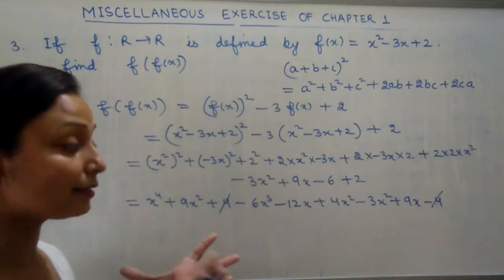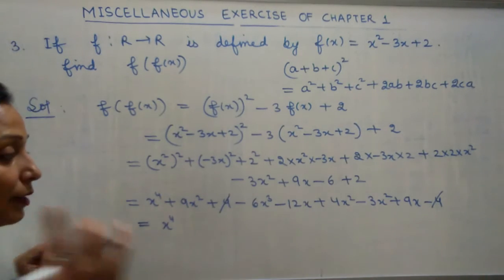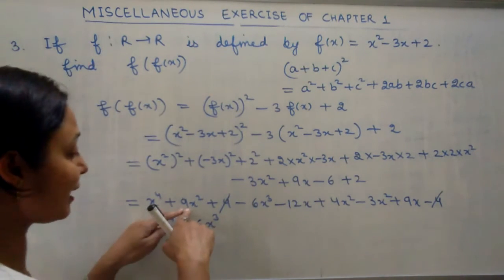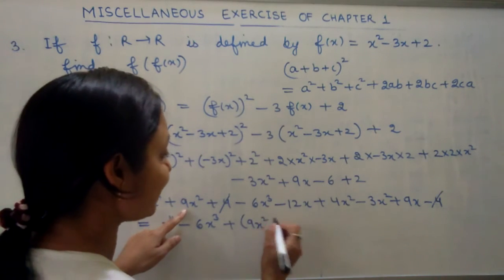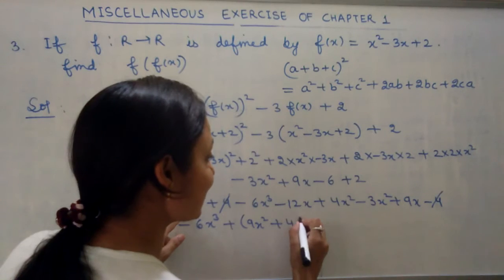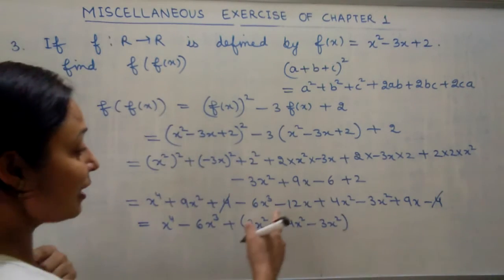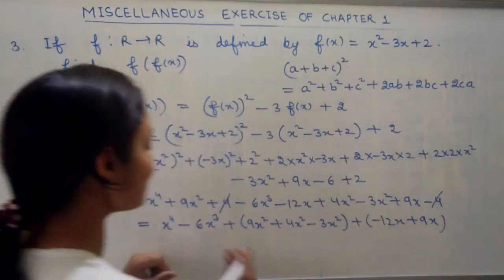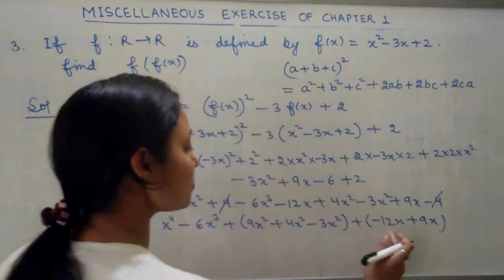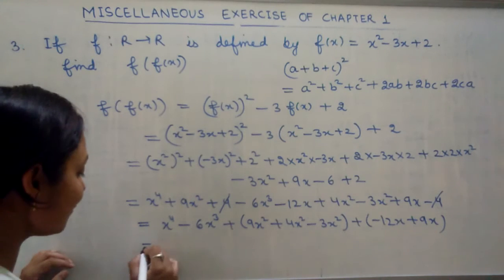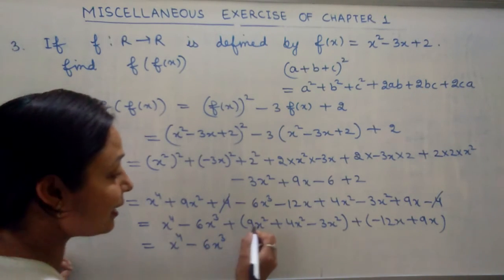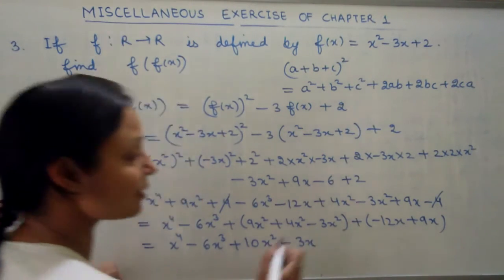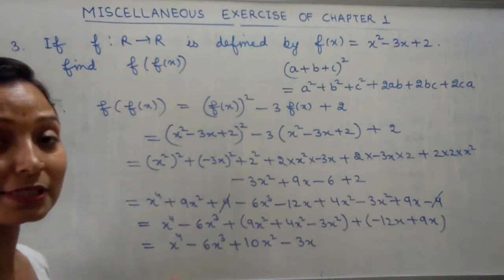I will take all the powers together. x raised to power 4 has only one value, and the x cube term has only one value. Now the squares: 9x square plus 4x square minus 3x square. Then minus 12x plus 9x. All seven terms are there. So we have x raised to power 4 minus 6x cube, plus 10x square, minus 3x. This is the way to solve the question of f of f.